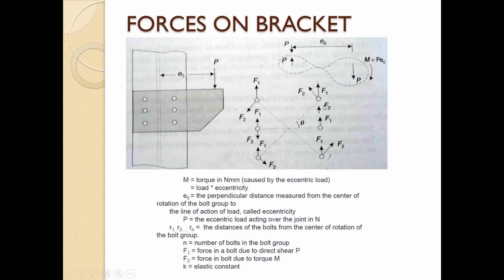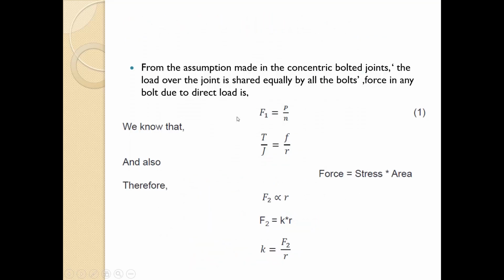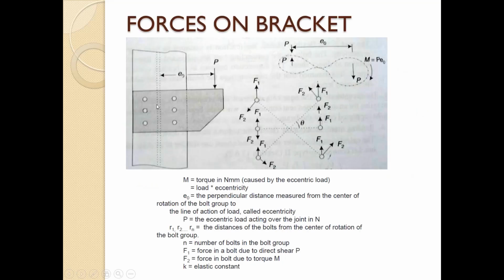all the F1 forces have vertical directions, because the direct shear acts in the upward direction, that resistance, and the force is acting in the downward direction. So all F1 are in upward direction, but this P into E, that M, tends to rotate the connection in the clockwise direction. So all the opposing forces F2 are in this direction, that is in anti-clockwise direction. So these are the forces, and as we have seen, these F2 forces are different depending on the distance from CG to this rivet.